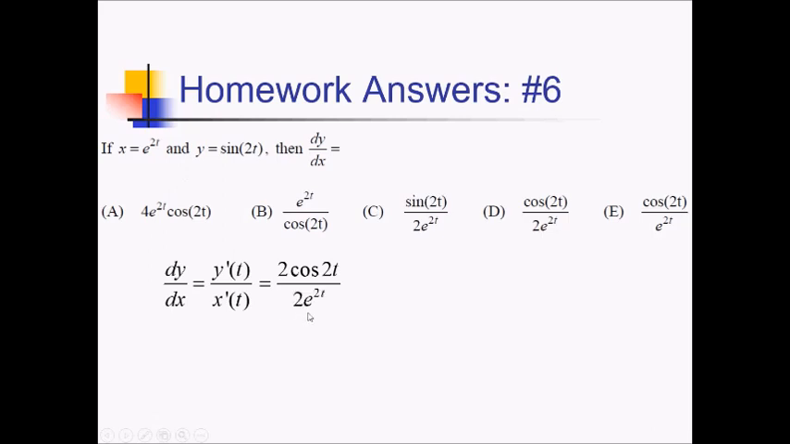And there really isn't much else to do here except reduce this by canceling these 2's. So we have cosine of 2t over e to the 2t, and that's going to end up being answer choice E.